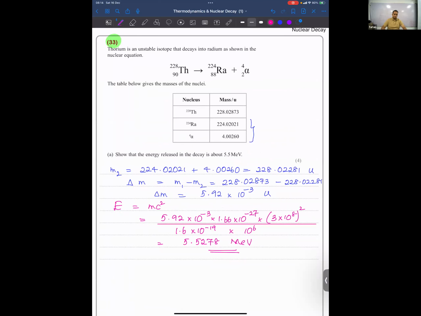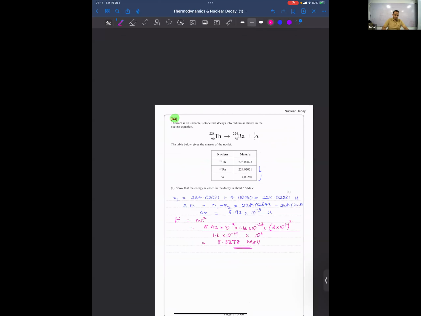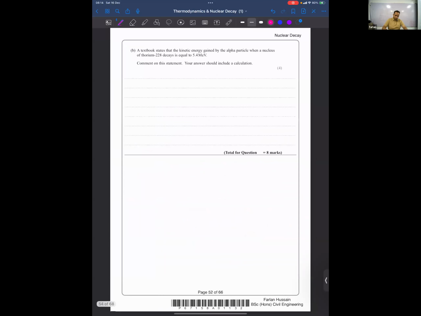Now, when this thorium decays, this is a stationary thorium nucleus. So when it decays, it emits an alpha particle this way. When it emits an alpha particle, the rest of the particle will recoil for the momentum to be conserved. Am I right?